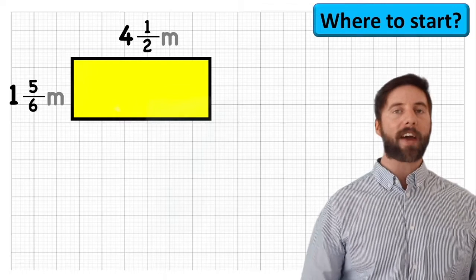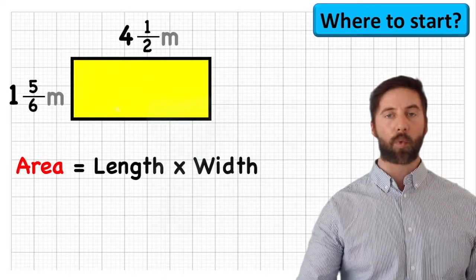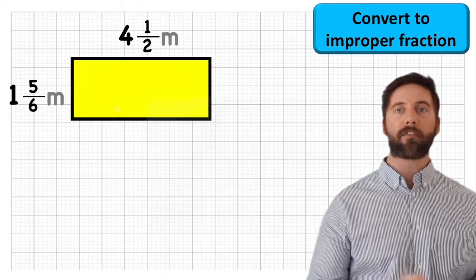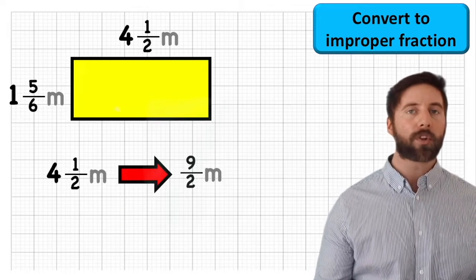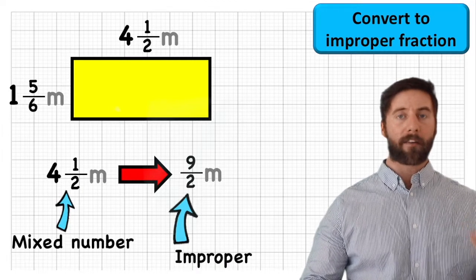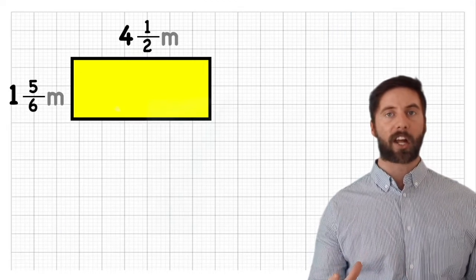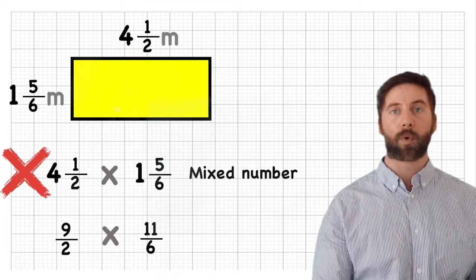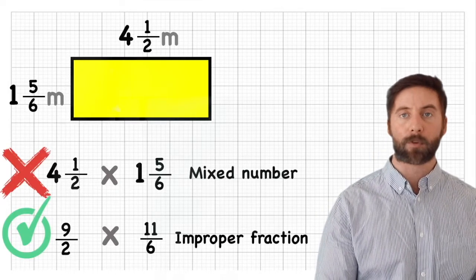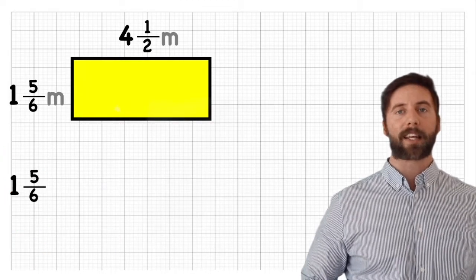Okay, so where to begin? Well, we know that the area of a rectangle is length times width. But before we can do that, we're going to convert our mixed numbers into improper fractions. Why do we do that? Well, we can't multiply a fraction and a whole by a fraction and a whole. So we need to convert them into improper fractions so that we are just dealing with the fractions and multiplying those. Okay, so let's have a look.